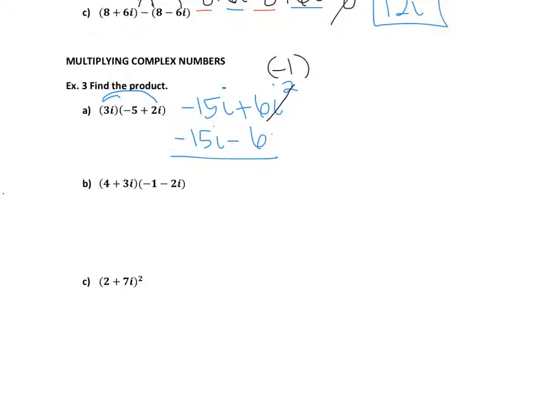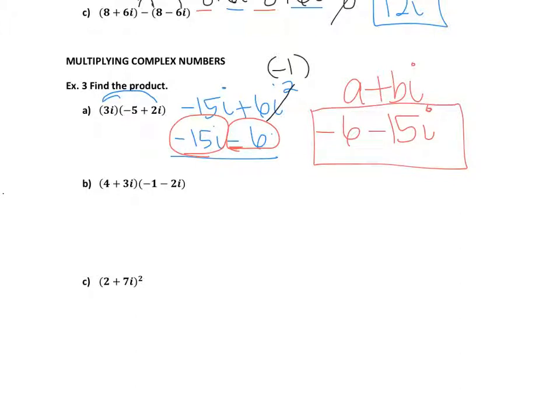Now, this would be my answer, but what is the problem here? We have a problem, and that's that it's not in a plus bi form. So we always want to make sure that we have it in a plus bi form. Now, if I'm putting this in a plus bi form, make sure you take the signs with the number. So I'm going to write that as -6 minus 15i. And there is your final answer.